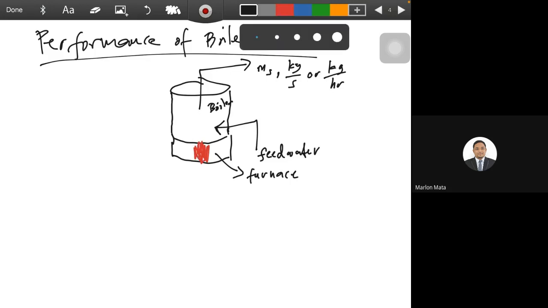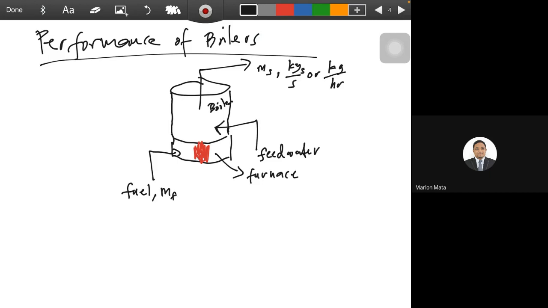Inside the furnace, to produce the flames or heat, we need fuel. The fuel has a symbol of mf. So ms is particularly kilogram steam per second, or kilogram steam per hour, wherein the fuel is referred to in kilogram fuel per second, or kilogram fuel per hour. Normally, we use the kilogram unit of steam or fuel with respect to hours, because if we use seconds, it will be a very large number.